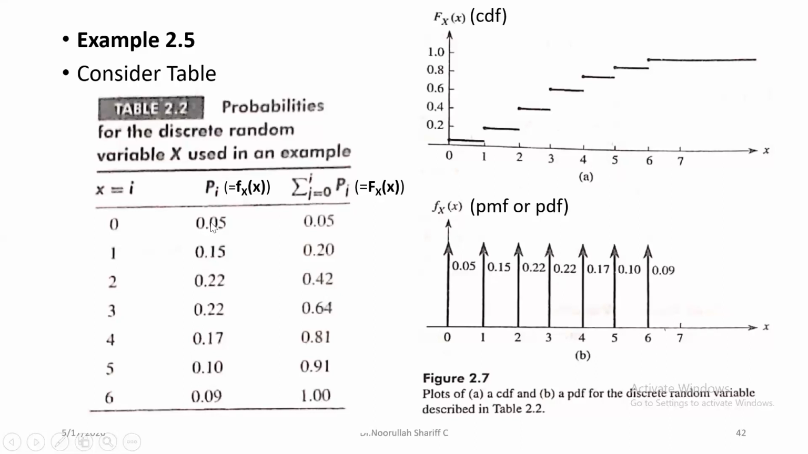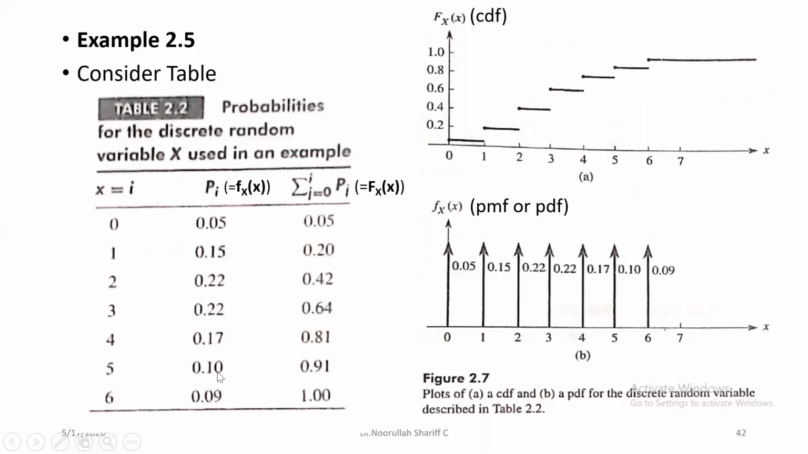Further, the values which are there over here will be, if I want to find this, it will be the sum of these two. If I want to find this, it will be the sum of all these 3. If I want to find this, it is the sum of all these 4. If I want to find this, it is the sum of all these 5. If I want to find this, it is the sum of all these values, right? So it should be very clear that the sum of all these is 1, and this value 0.64 is nothing but 0.05 plus 0.15 plus 0.22 plus 0.22, and hence that will become 0.64.